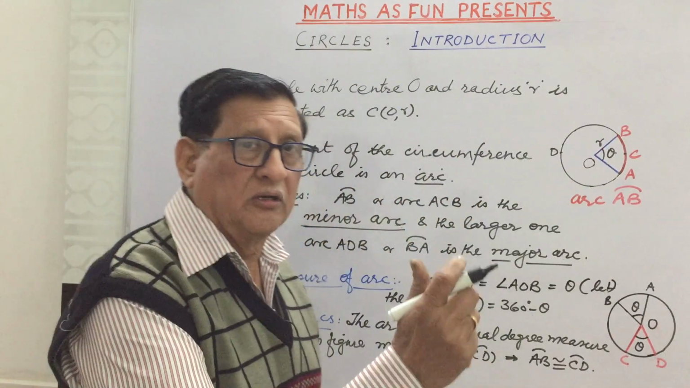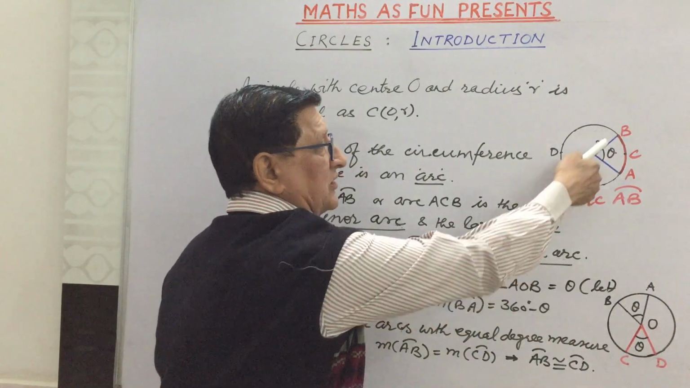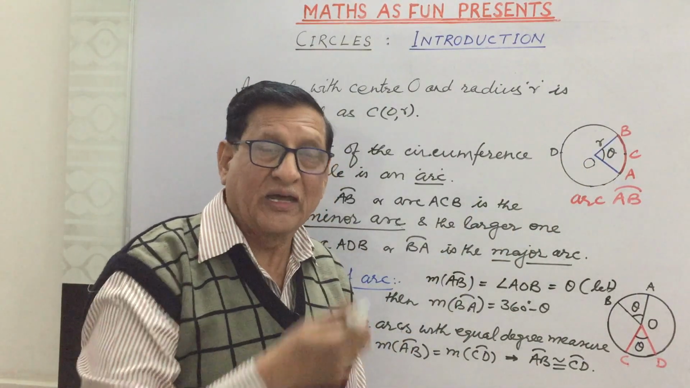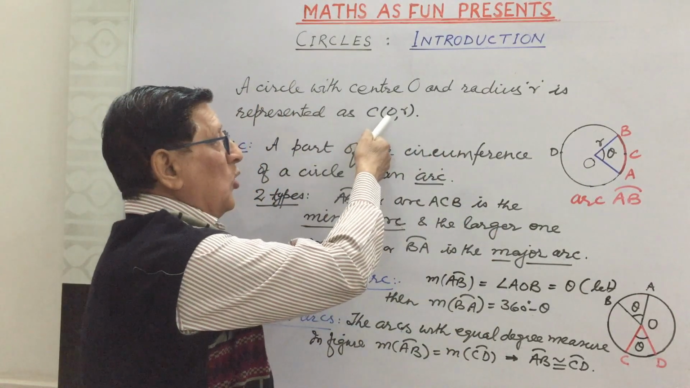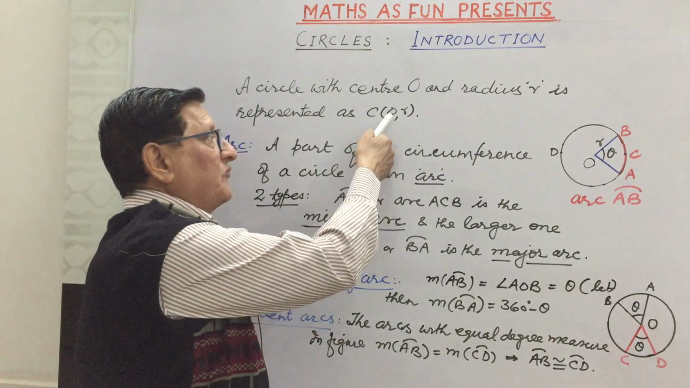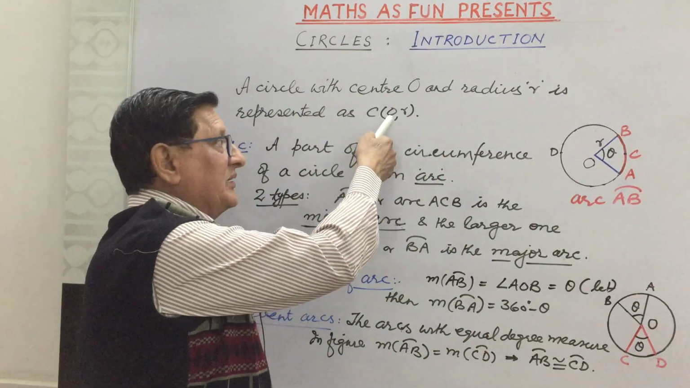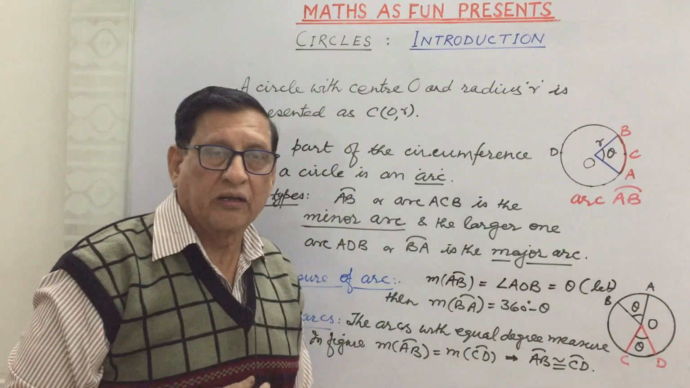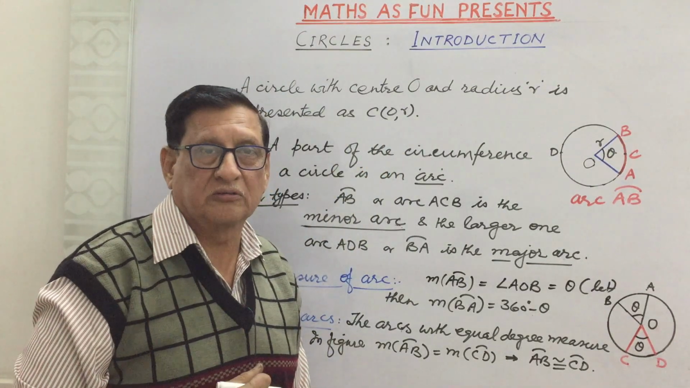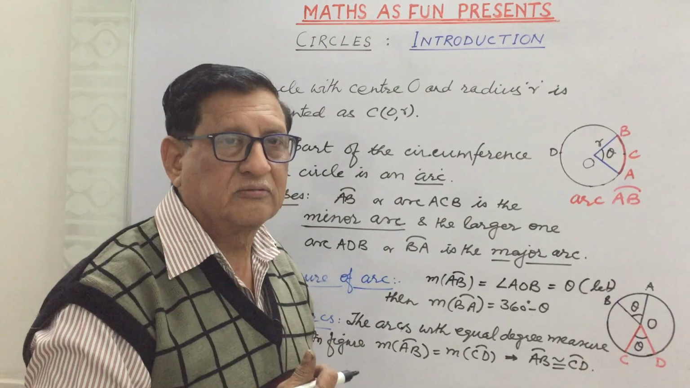If we have a circle whose center is O and the radius is R, then it is represented as C(O, R). In the bracket we write the first as the center and the second as the radius of that particular circle. Now what is an arc?